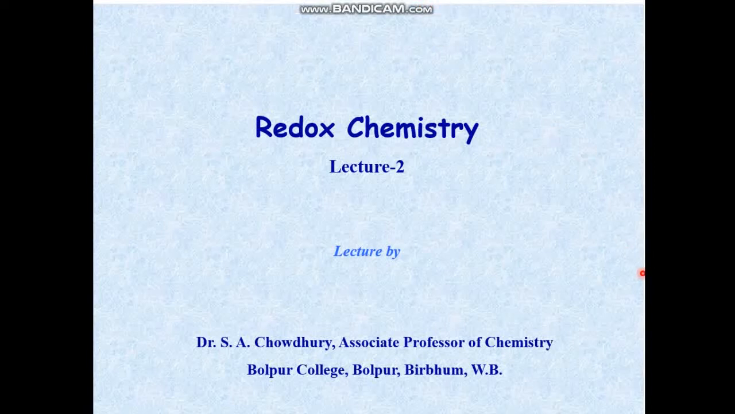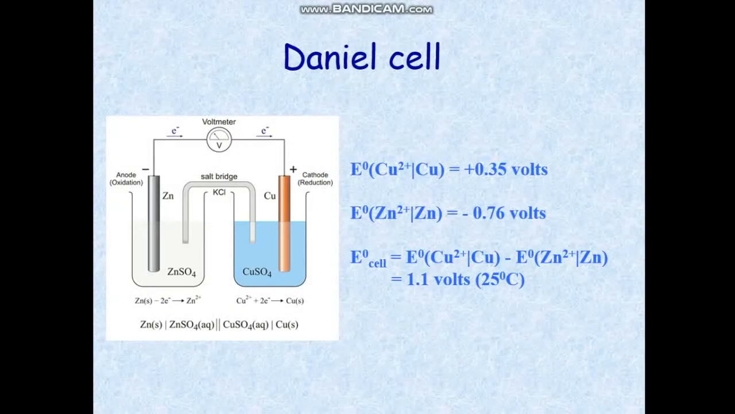Hello everyone. Right now I am in my second lecture on redox chemistry. After the discussion of the normal hydrogen electrode, followed by the electrochemical series, our next topic is the Daniell cell. The Daniell cell is a complete cell. It's a combination of two half cells.